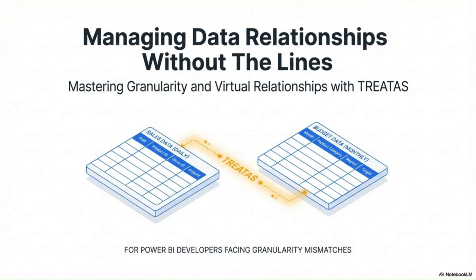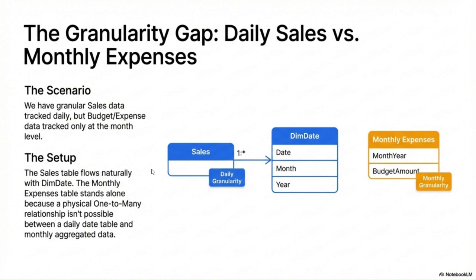Now we understand one of the functions called TREATAS. TREATAS is used when we want to apply filters from one table to another table without creating a physical relationship. This function is extremely useful in real-world Power BI models where relationships are missing, inactive, or not possible.